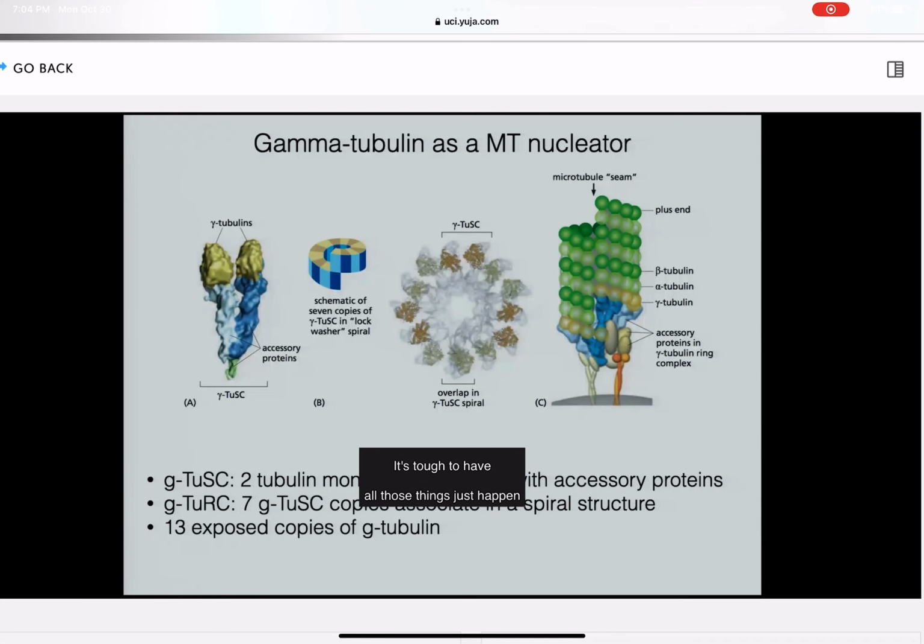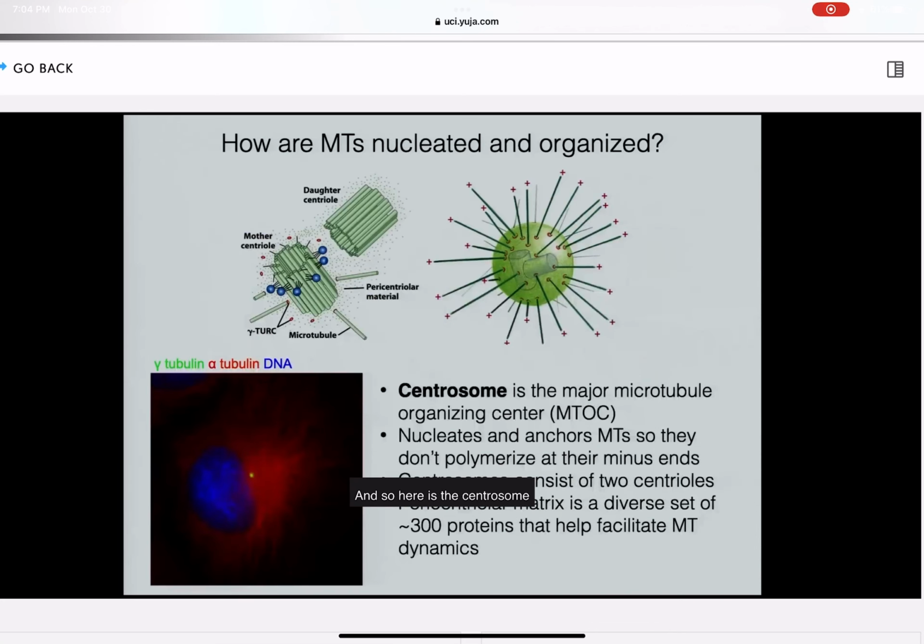And to get 14 of these individually attached to each other to form this base nucleator is a huge energy barrier. It's tough to have all those things just happen to interact with each other in just the right way. Okay? And that's why most microtubules need a nucleator.